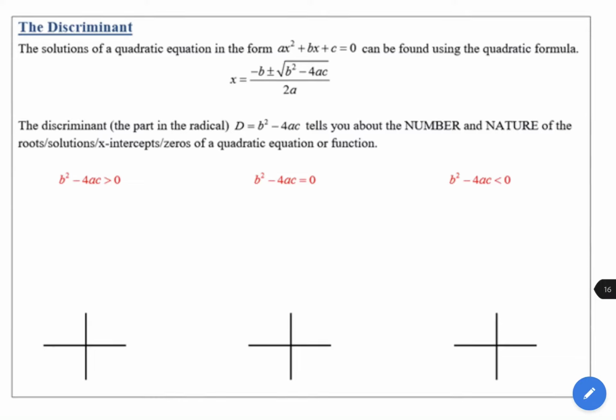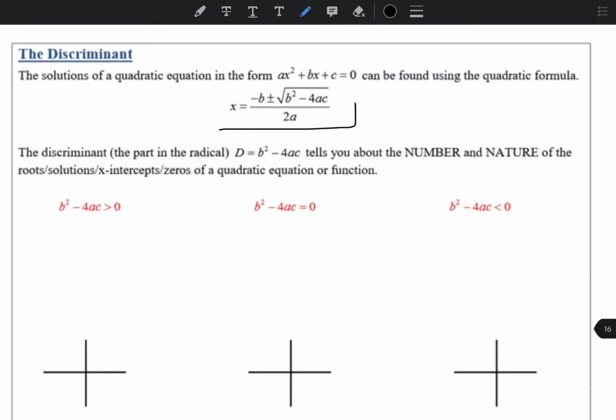Hello everybody, welcome back. Today we're going to take a look at the discriminant. As you noticed here, last time we solved equations using the quadratic formula, which is right here: x equals negative b plus or minus the square root of b squared minus 4ac, all over 2a.